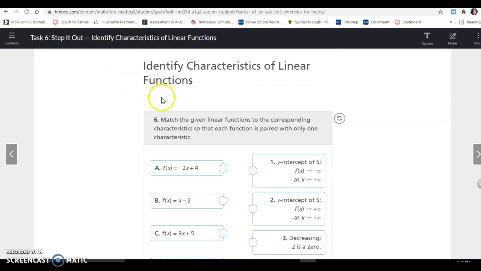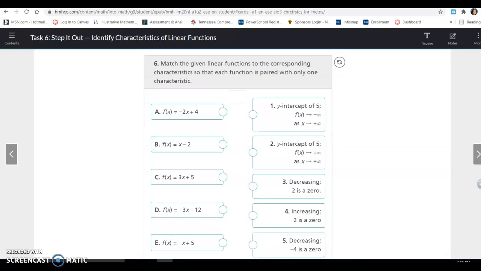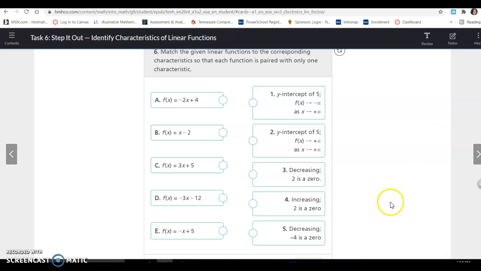Hopefully you paused the video and found task 6. This time we're just going to identify characteristics of a linear function. It says match the given linear function to the corresponding characteristics so that each function is paired with only one characteristic. If you remember linear functions, that's what we've been talking about for a couple days now. Linear functions have equations that represent a line. And now we're going to look at how to match all these characteristics up.